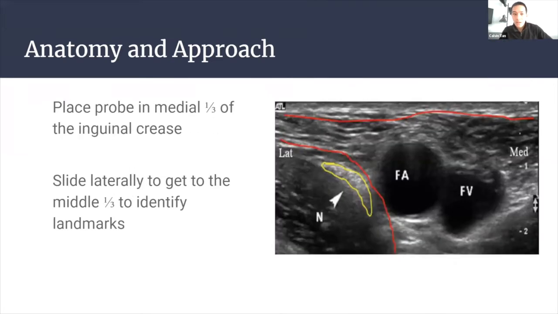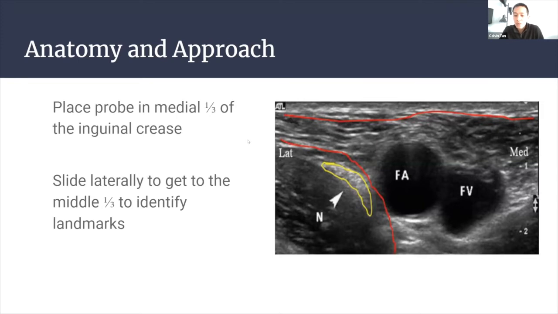So as we just talked about, you're going to place your probe on the medial 1/3 of the inguinal crease, and you should see what you see here. It should be a view that's pretty familiar to most of us, especially if you've ever tried to place a femoral line under ultrasound guidance, that you see your vein medially, you see your artery next to it. And then as what's always described as sort of a honeycomb appearance in the ultrasound literature, you see the nerve, in this case, the femoral nerve.